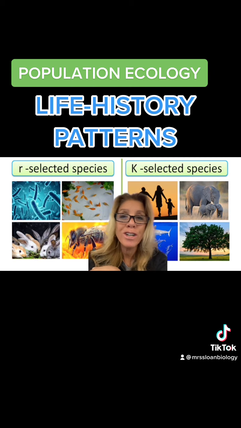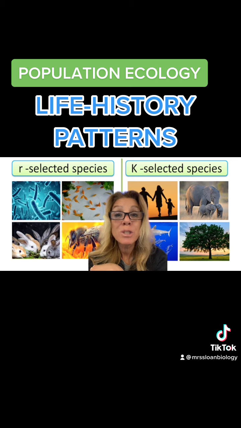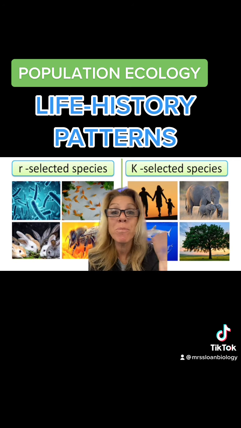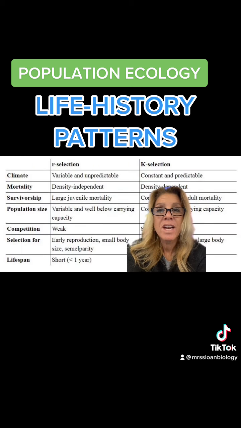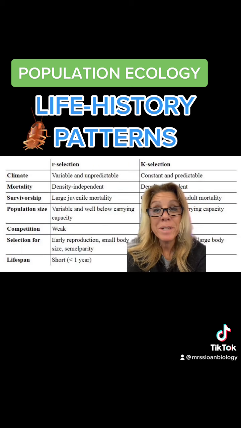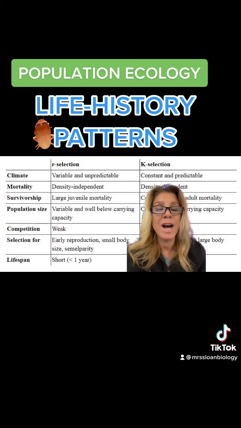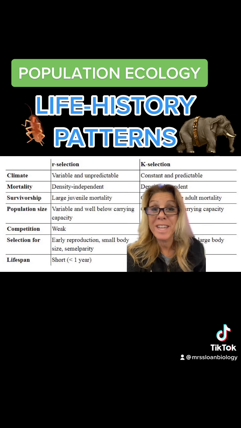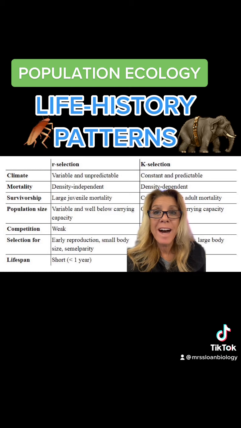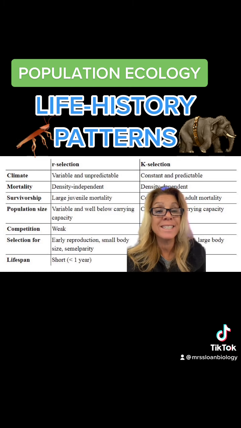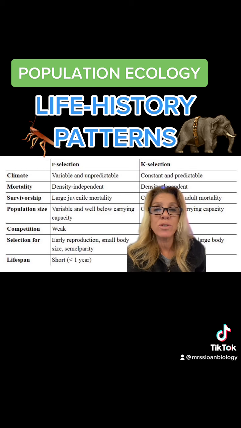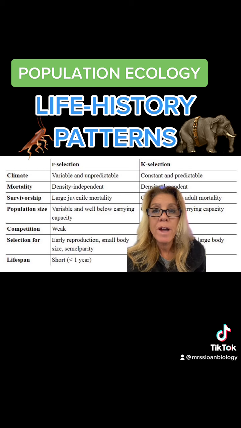When you look at these R-selected species, these are very small organisms. K-selected, more about the carrying capacity. These are larger organisms. Let me give you a chart to compare them more. So for the R-selected species, they have a really unpredictable climate. That's why they're taking advantage of the moment. Most of the factors that regulate R-selected species are density independent, things like tornadoes or drought or weather.